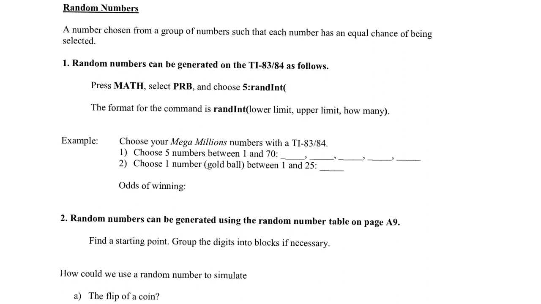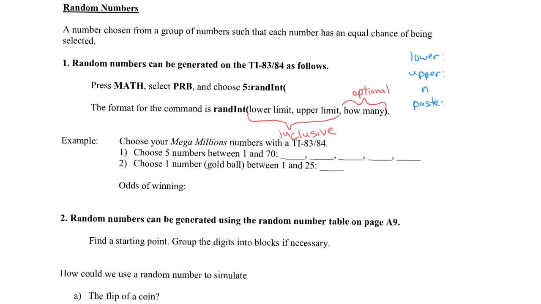Now from here, there are two different versions of the software. I'll show you a video that has one version, and then I'll mention the other. When you press the math button, scroll over to probability, and choose random integer with the open parenthesis, you have your lower limit, your upper limit, and then how many. The how many part is optional, and the lower and upper limits are inclusive, so it's including these.